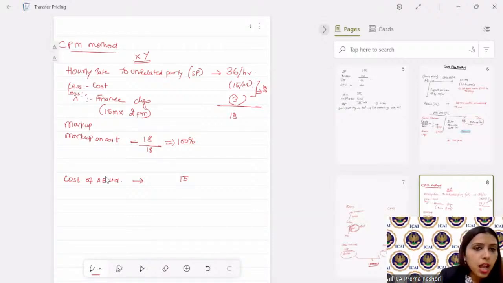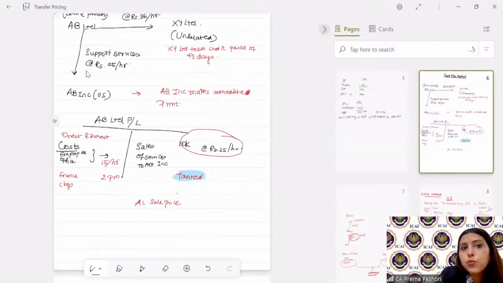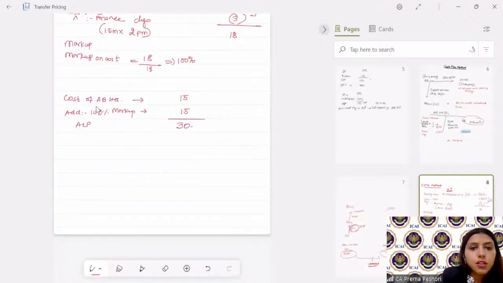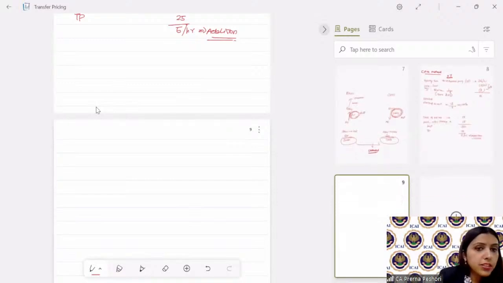I will add 100% markup, which comes to 15. So my ALP comes to 30. My selling price should have been 30 per hour. How much is it at present? It is 25 per hour. So therefore, 5 per hour is the addition. Are we clear?